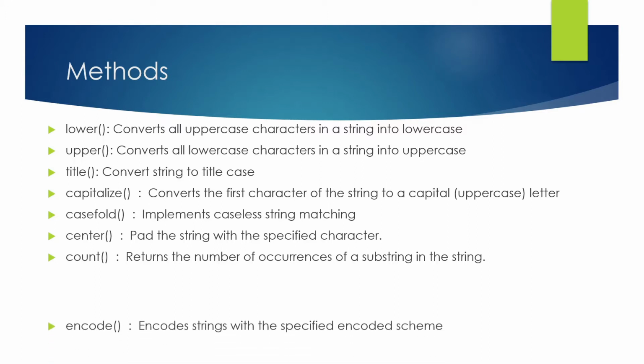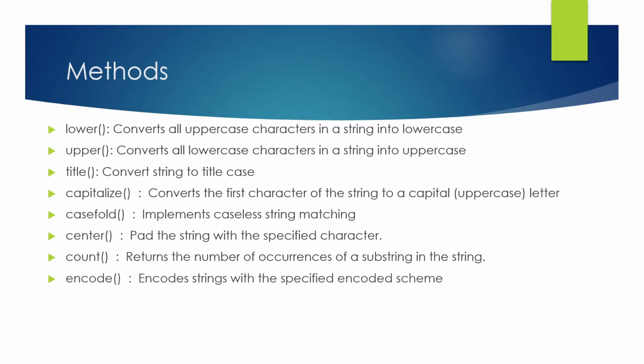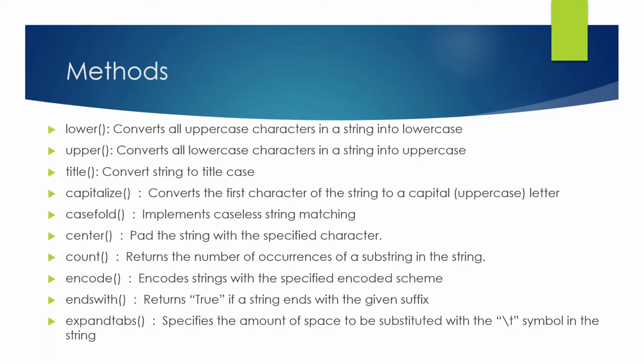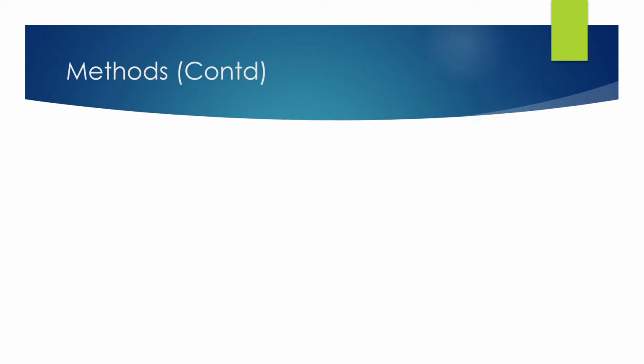So it returns an integer. Encode encodes strings with a specified encoding scheme. Ends with, we are going to take an example of ends with and starts with. It returns true if the string ends with a given suffix. So you give a suffix and then it will return a value, either true or false. Expand tabs specifies the amount of space to be substituted with the \t symbol in the string.